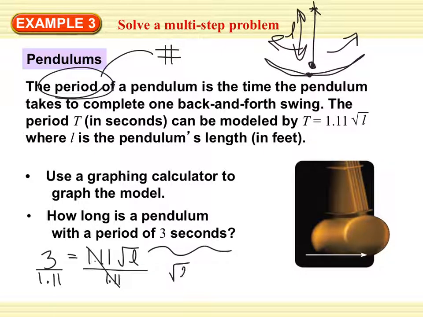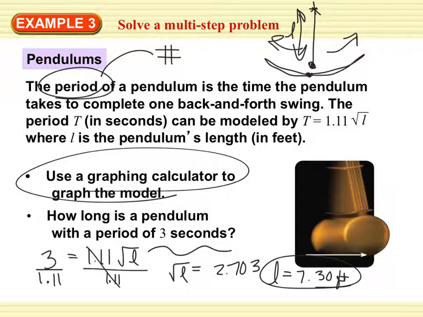So the square root of L equals 3 divided by 1.11, which is 2.703. Square both sides, and L is about 7.30 feet. But let's look at our graph, which I have on the next page, and see what it says. I solved it algebraically, but let's look.